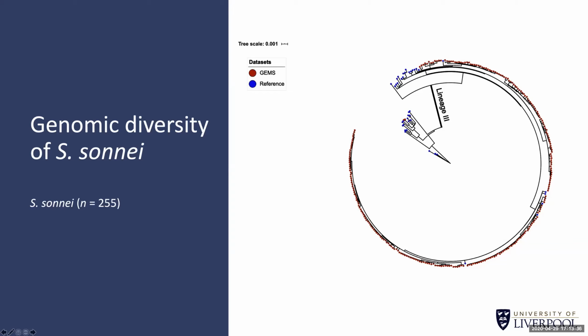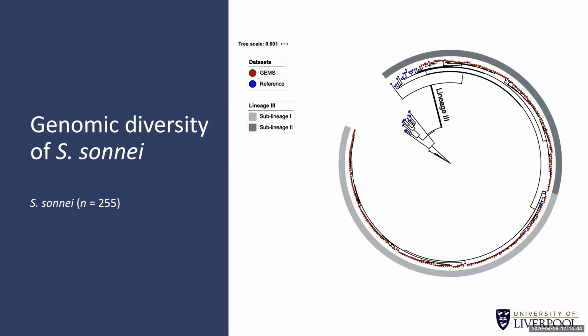And we can see the tree revealed that Sonnei has really limited genetic diversity, in which all but 2 of the GEMS isolates belong to this lineage 3 here. And this lineage has been previously established as the globally dominant Sonnei lineage. So this lineage is known to cause greater burden of disease compared to any other Sonnei lineages.